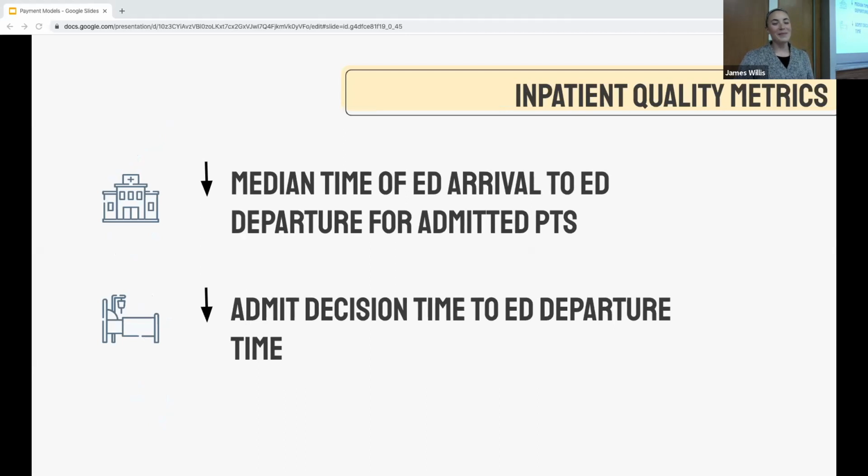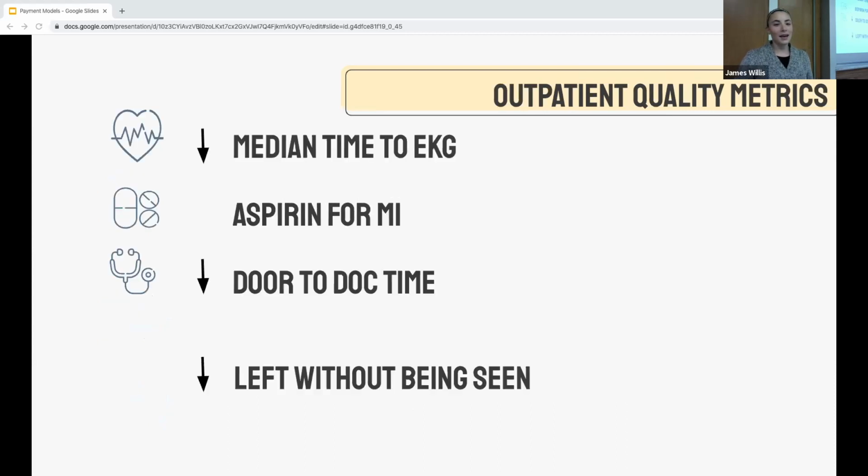Some inpatient quality metrics that pertain to us involve length of stay in the ER, including pre-dispo and boarding times, and decreasing these length of stays. And then outpatient quality metrics that pertain to us include median time to EKG, aspirin for MI, so giving aspirin to patients who are eligible within 24 hours of acute MI as long as there are no contraindications, decreased door to doc time, and decreased left without being seen, which would make this guy very happy.